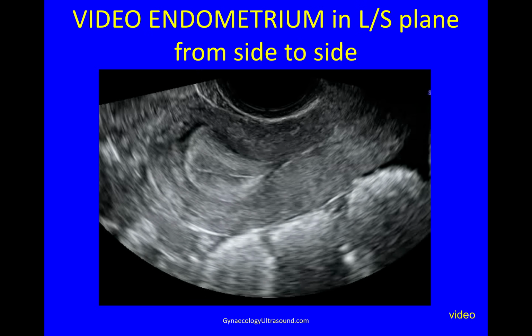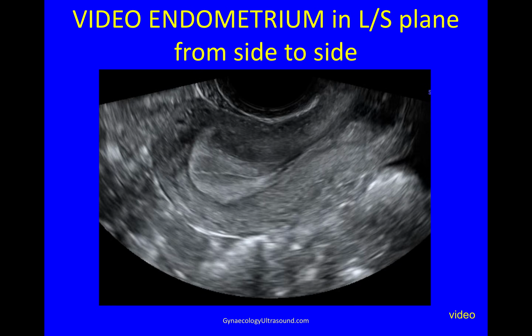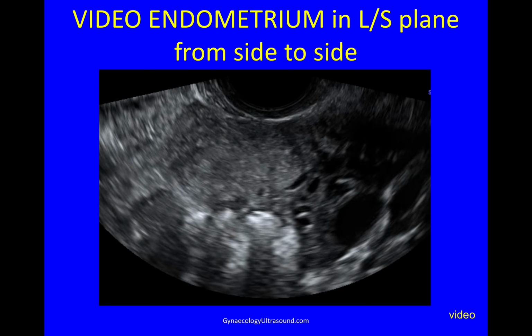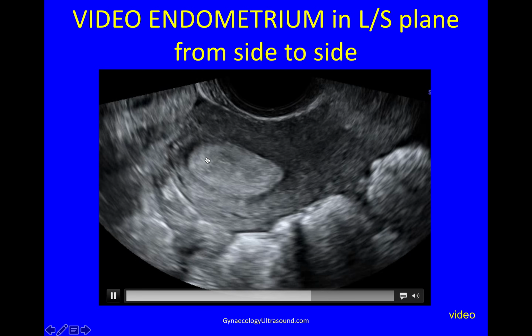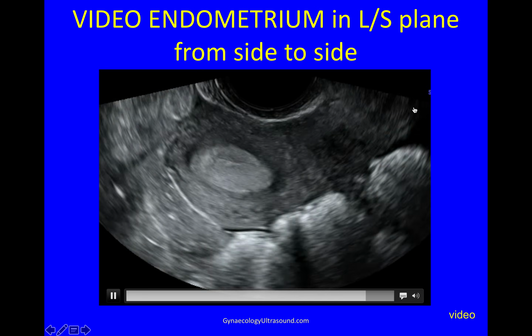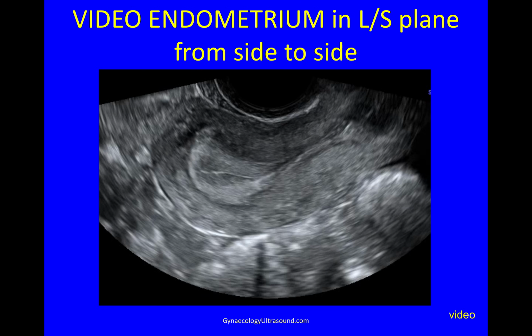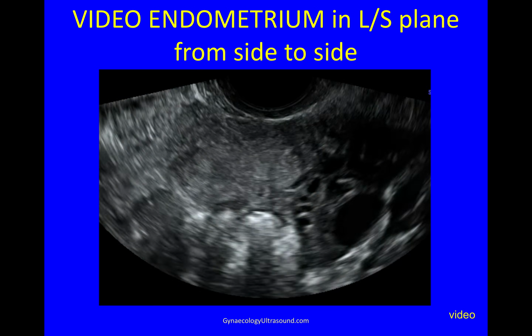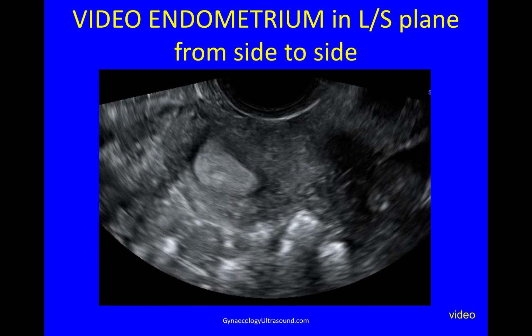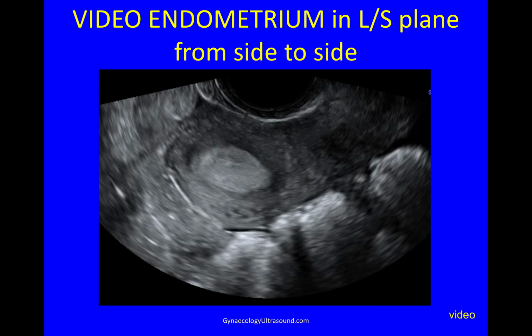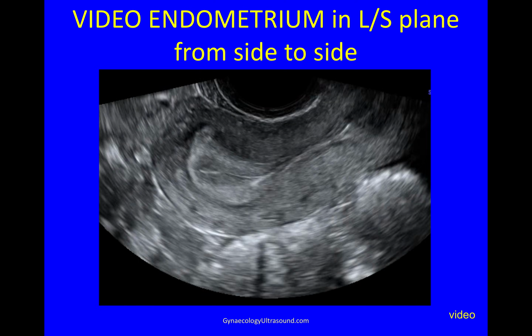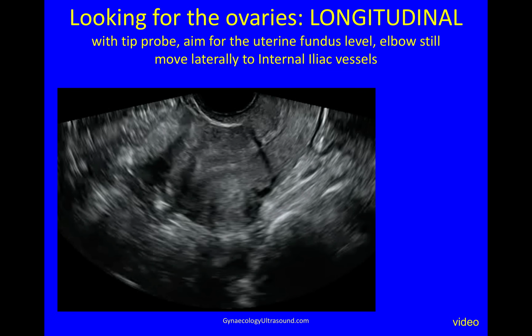So in the longitudinal plane, I'm going to sweep from side to side, from cornu to cornu. So you can see there's the ovary peeping in, and you can follow this endometrium very clearly as I'm going from one cornu to another. Just do that again, just looking at the endometrium, only looking at that. And then the other cornu, and then back to the center again. So now I've really seen the entire endometrial cavity clearly.